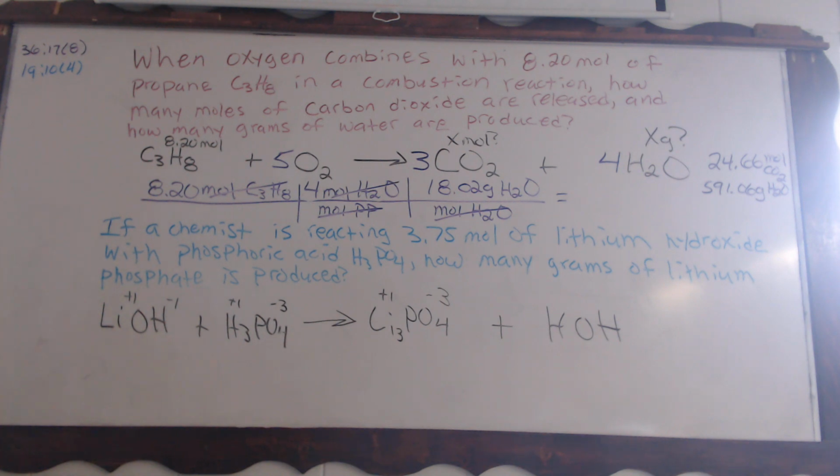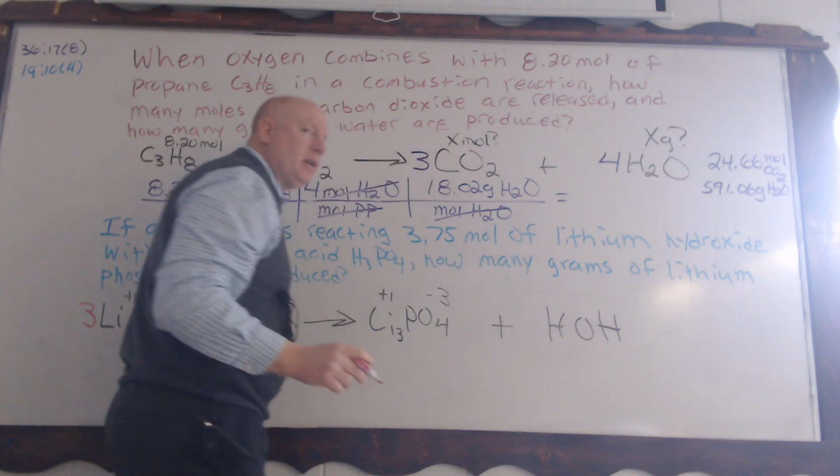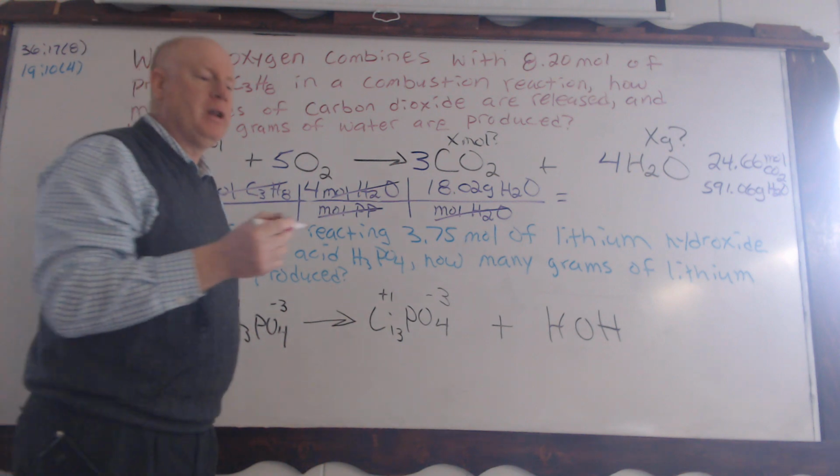Okay, so therefore, what about balancing these? Does it look fairly tough? Well, let's start with our metals. You've got 3 lithiums on the right. How do we get 3 lithiums over here? About 3. So our lithiums are balanced. How many hydroxides does that give us now? And how many hydroxides are over here? Just 1. So how do we get that up to a 3? Multiply by 3.